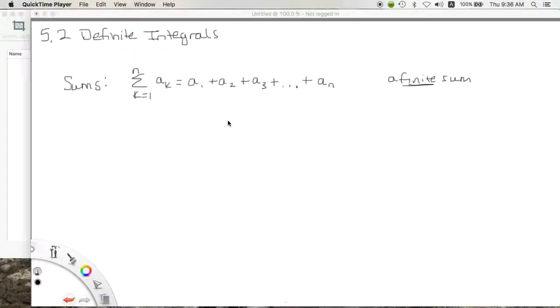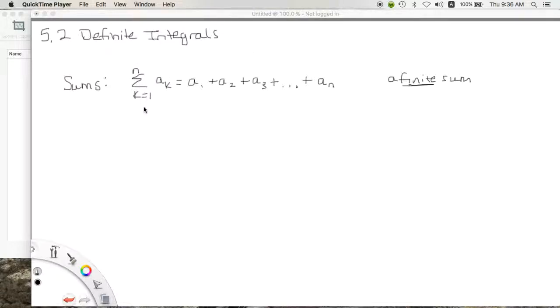All right, 5.2 starts talking about definite integrals. We were talking about using RAM for rectangular approximation for area under the curve. Now we're going to refine our process a little bit and try to get something more accurate. So the first thing we need to do is review sigma notation.